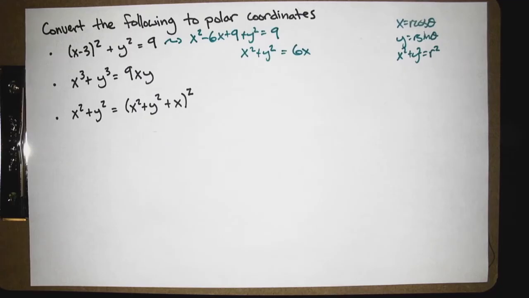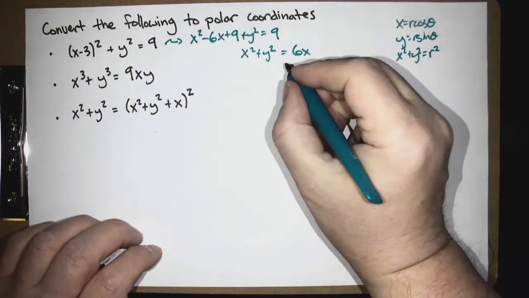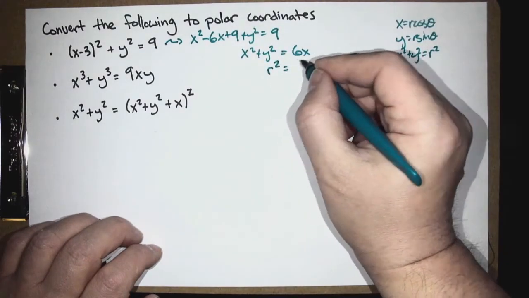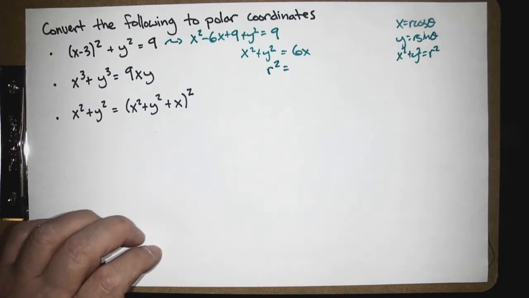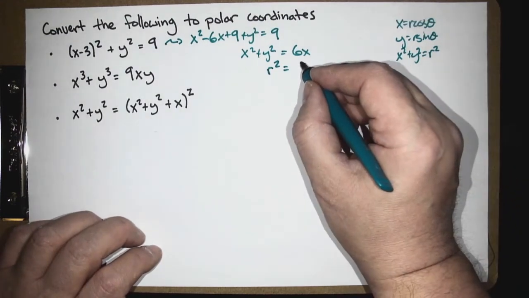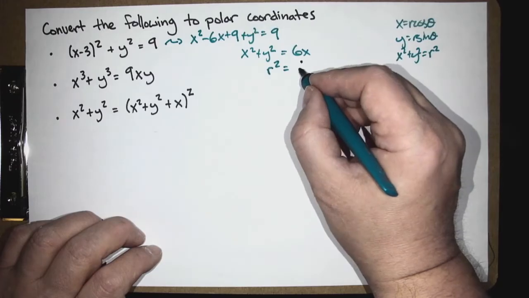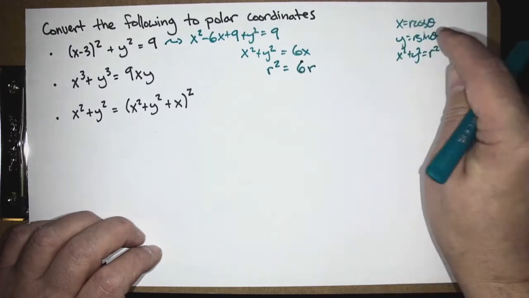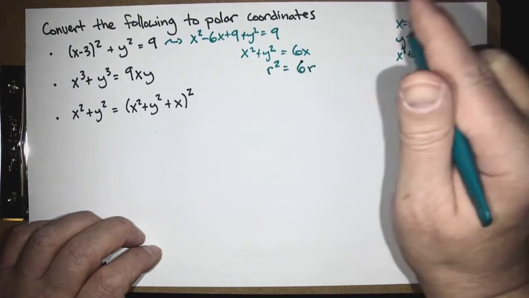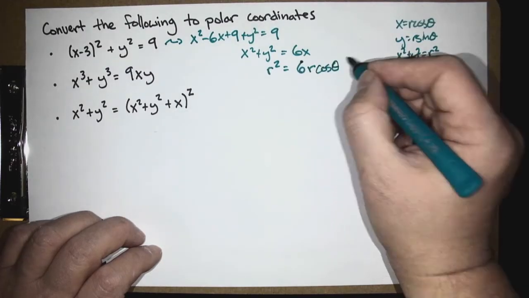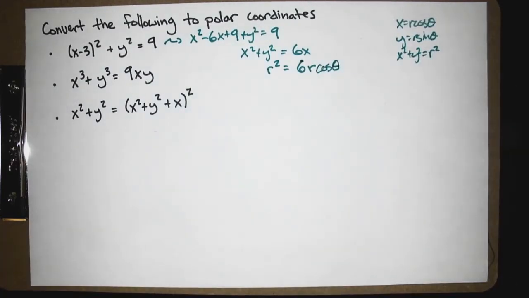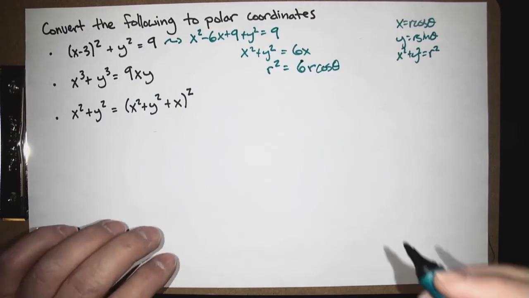x squared plus y squared becomes r squared. x becomes r cosine theta. Now, what can you do here? Can you divide out the r? Yeah, you can divide out the r.